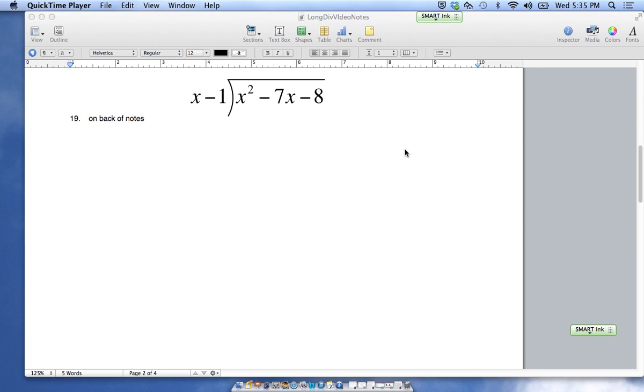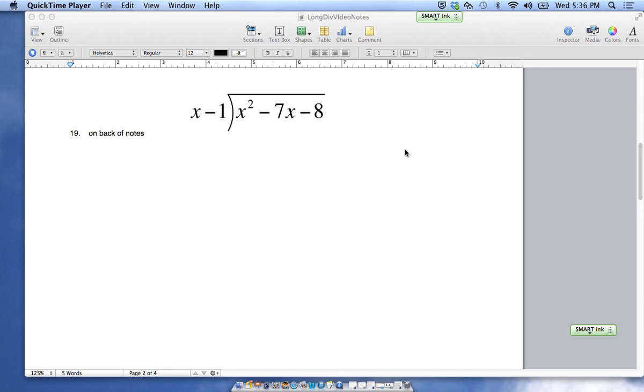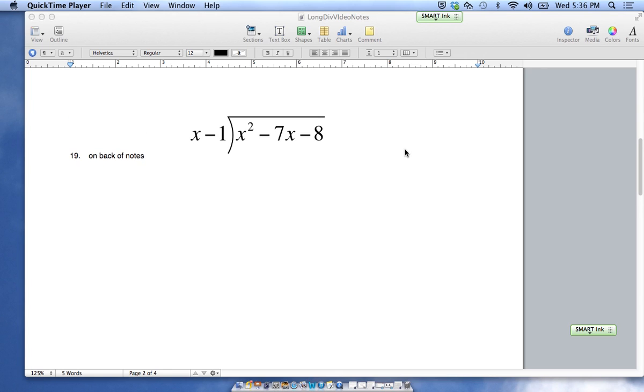The next problem is number 19 on the back of your sheet, and I've written it. It's presented as a rational expression, but I'm going to go ahead and present this in the format of long division. So I start with the x in the binomial factor, comparing it to x squared in the dividend. Once again, I would need to multiply by a term of x. So x times x is x squared, and x times negative 1 is negative x.